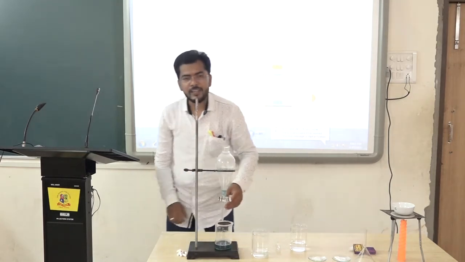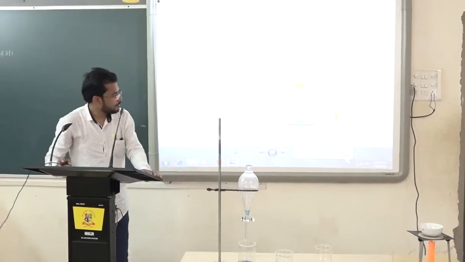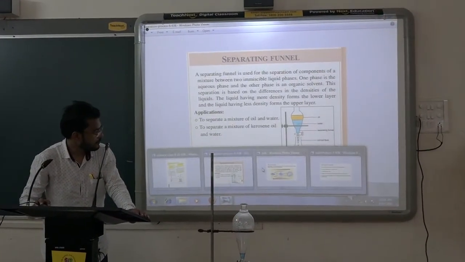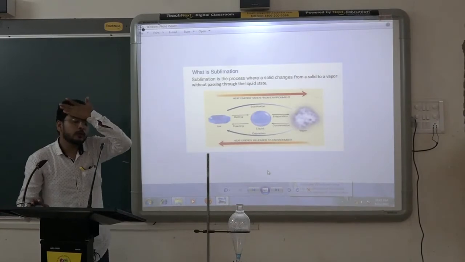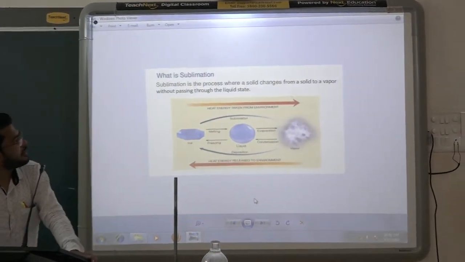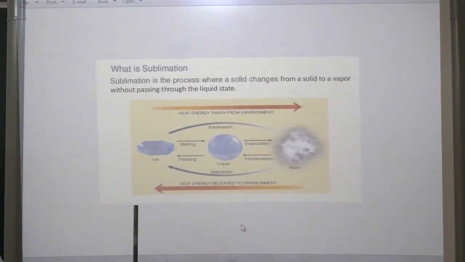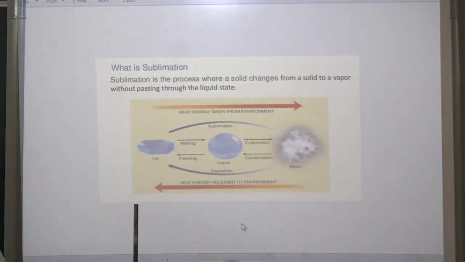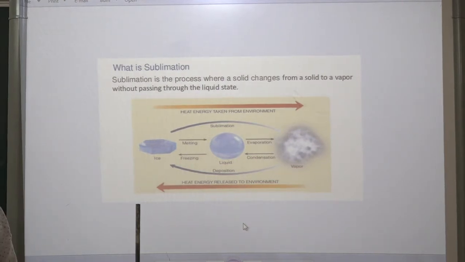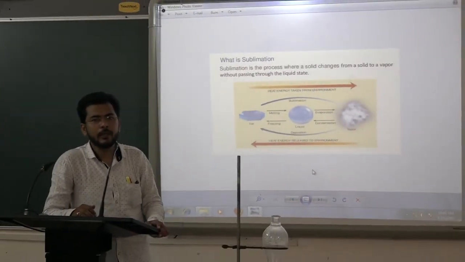Now we will see about sublimation. So what is sublimation? Sublimation is a process where a solid changes from a solid to a vapor without passing through the liquid state. It means that whenever we keep a solid, it directly changes into the vapor phase. Okay, it does not go into the liquid state or vice versa. It is called sublimation.